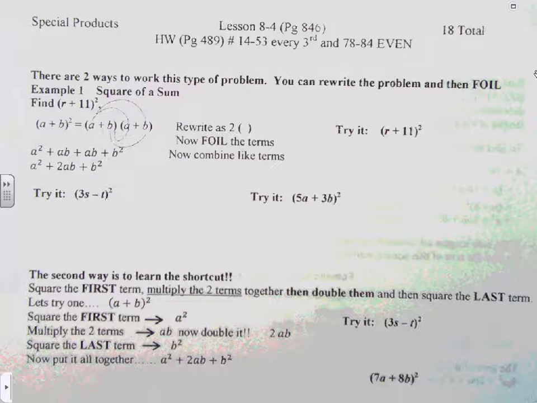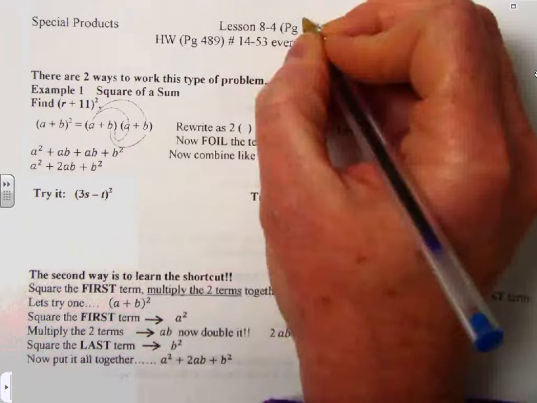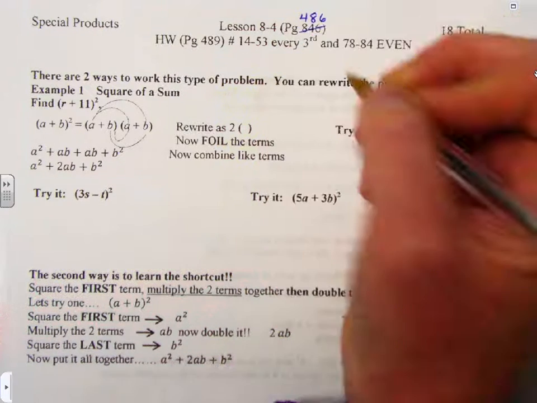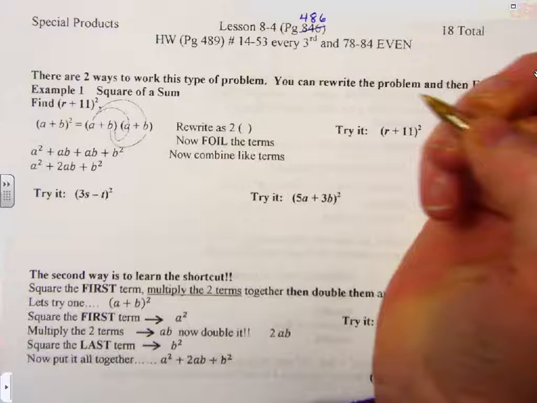First things, this is a typo. This should be 486. I think it was a little dyslexic moment there. The homework page is correct, however.